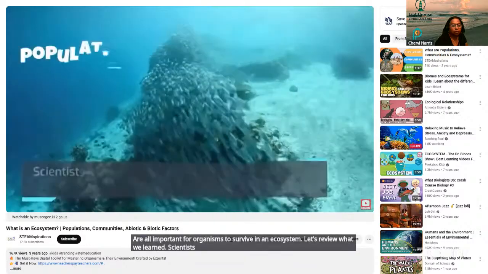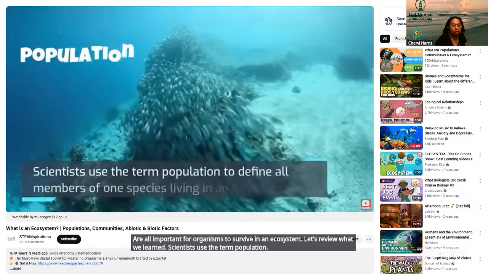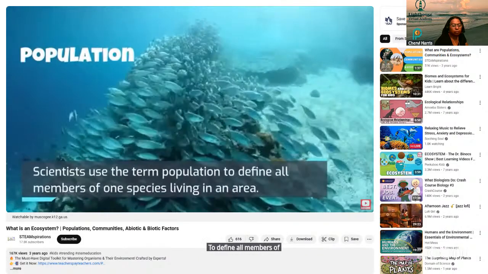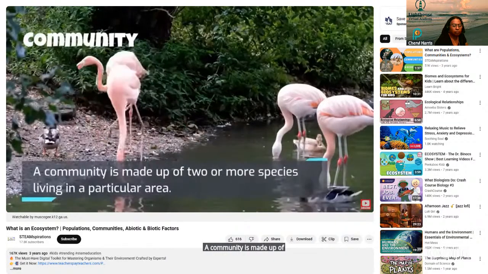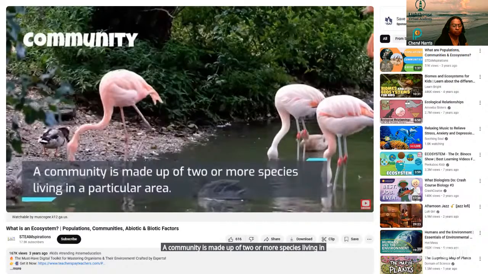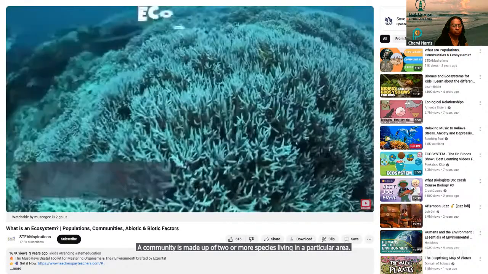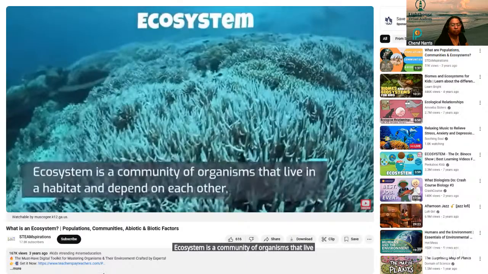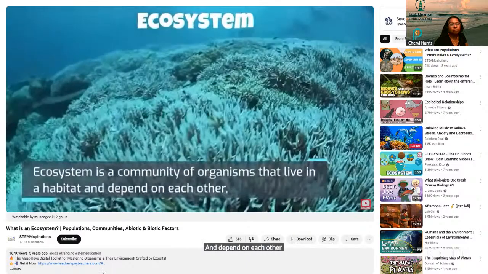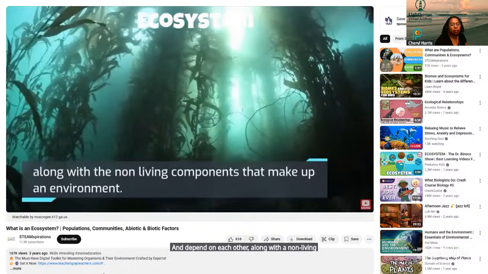Scientists use the term population to define all members of one species living in an area. A community is made up of 2 or more species living in a particular area. Ecosystem is a community of organisms that live in a habitat and depend on each other, along with the non-living components that make up an environment.